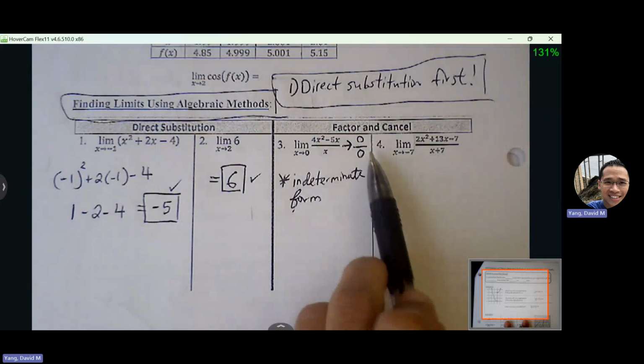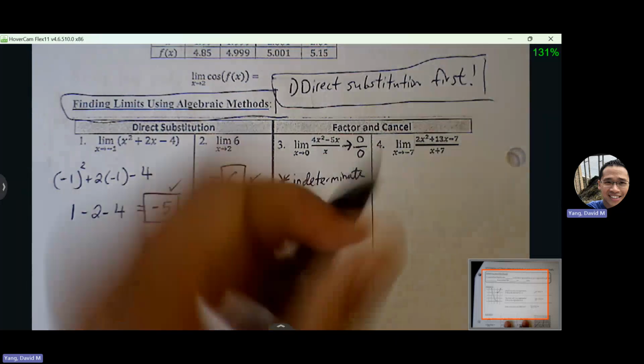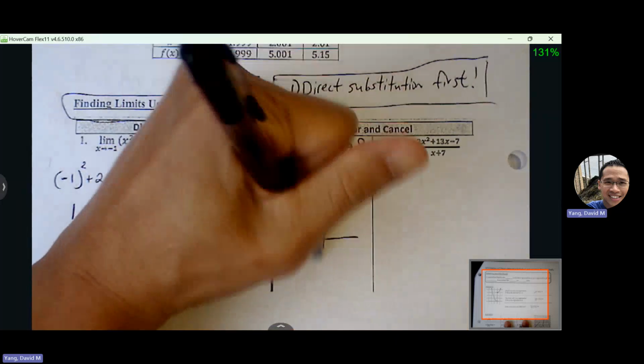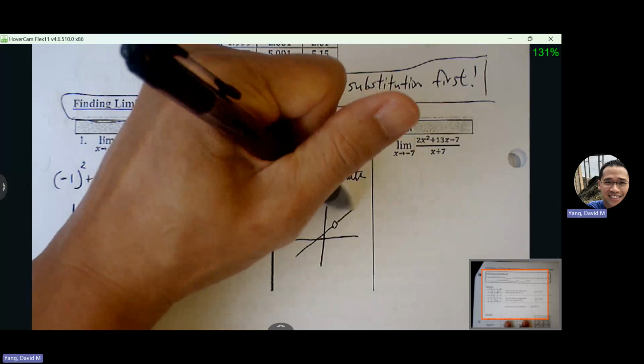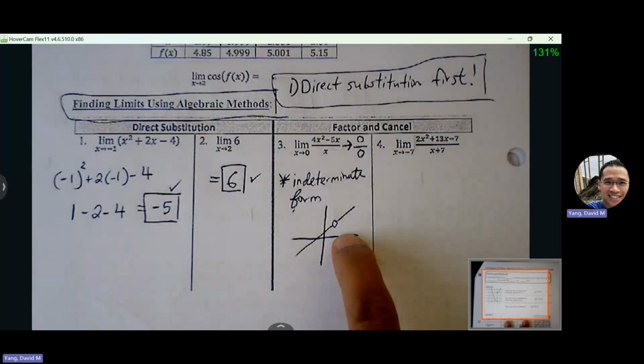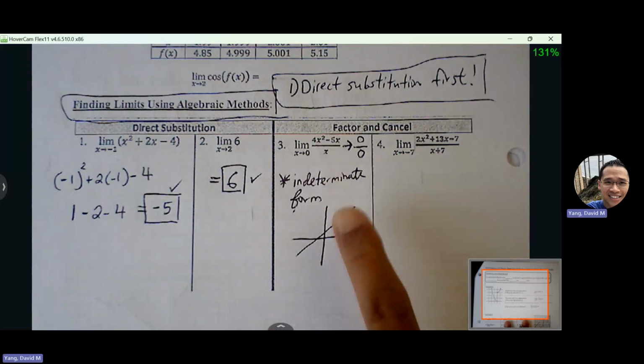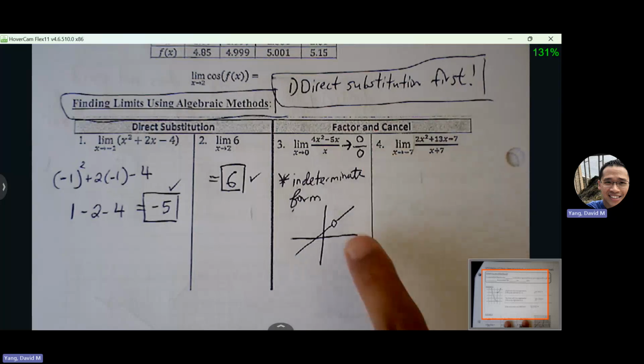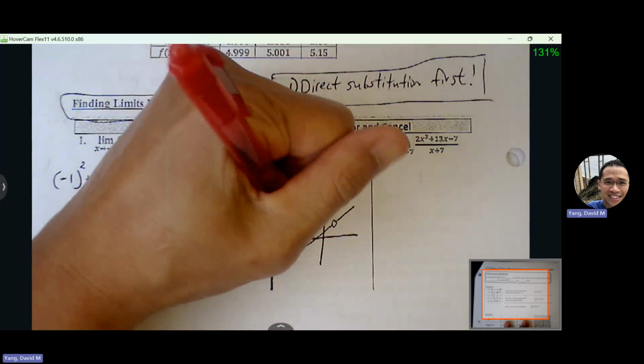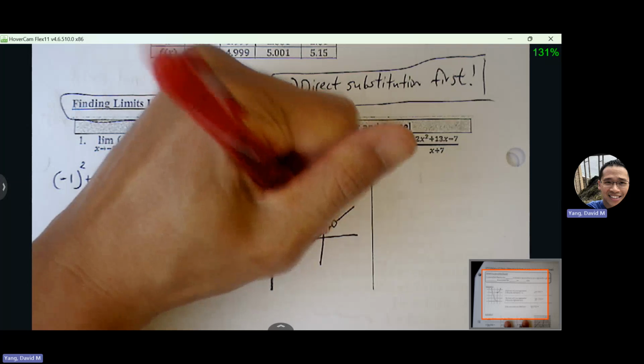And what this is looking like on the graph is it's going to look something like this, where there's going to be some sort of a hole, which means that the point doesn't exist. But if you get a 0 over 0, the limit does exist, because it's only a hole in the graph but the graph is still headed towards the same y value from both sides. So whenever you see a 0 over 0, you can't say that the limit doesn't exist.